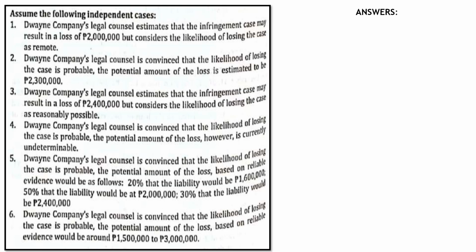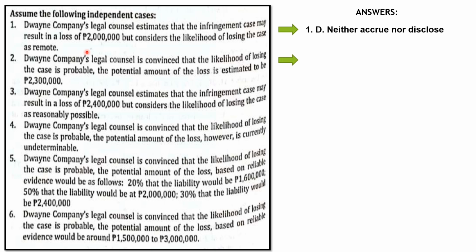Number 1. Dwayne Company's legal counsel estimates that an infringement case may result in a loss of $2 million, but considers the likelihood of losing the case as remote. So case number 1 is considered a contingent liability. The rule is, if a loss is remote, it doesn't need to be recorded or disclosed. So our answer for this is D. Neither accrue nor disclose.